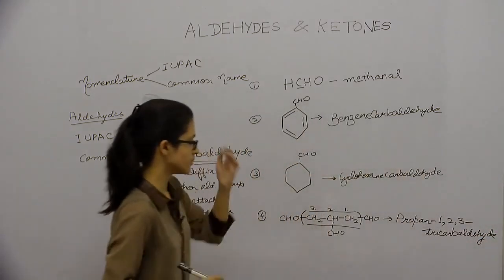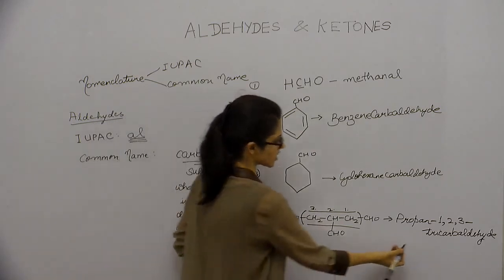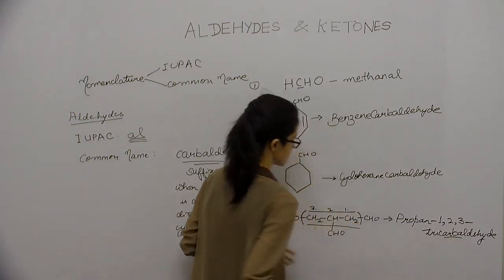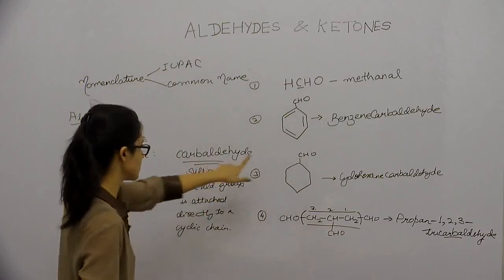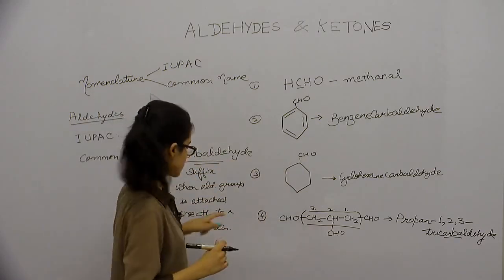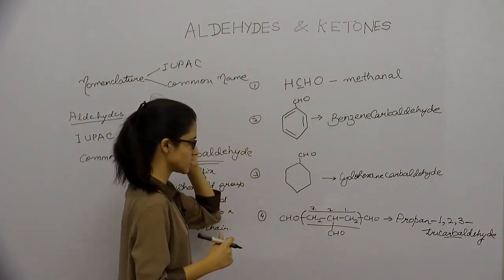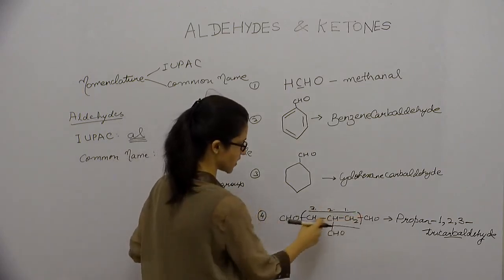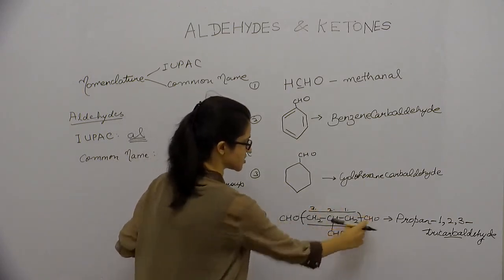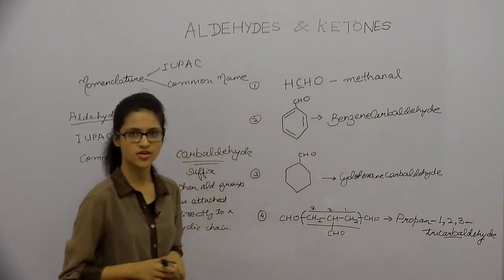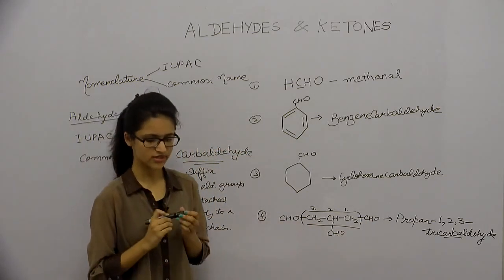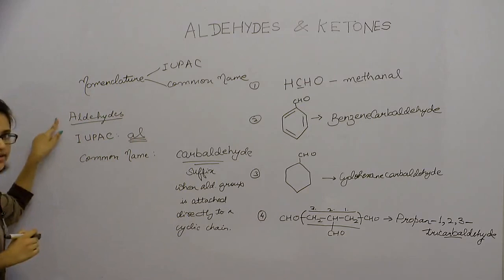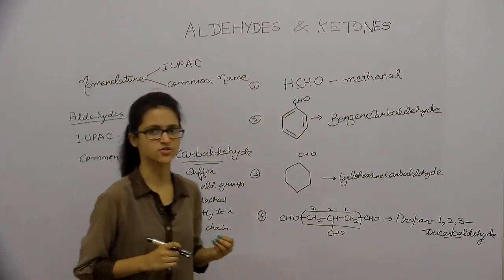So this is one particular case where we've taken a carbaldehyde, despite this not being a cyclic chain. Alright, so this is propane-1,2,3-tricarbaldehyde. Okay, so with this we're done with the nomenclature for aldehydes. Now we'll come to ketones.